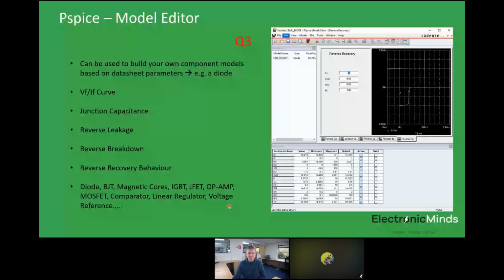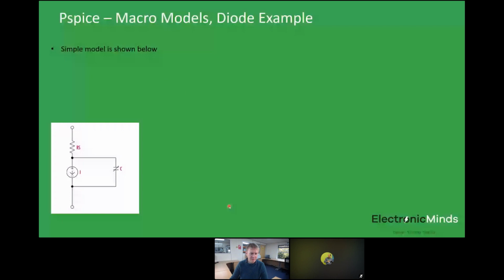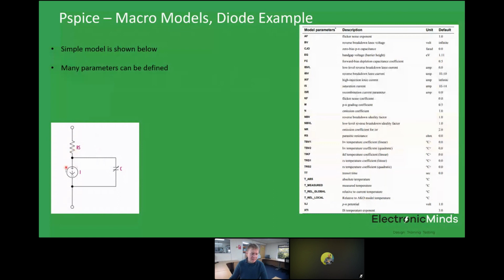So let's look at this diode example. The simple diode model, when you dig through the literature, this is what the diode macro model is going to model. You have a resistance, just a resistance in your circuit here. You have a current and you have a nonlinear capacitance.